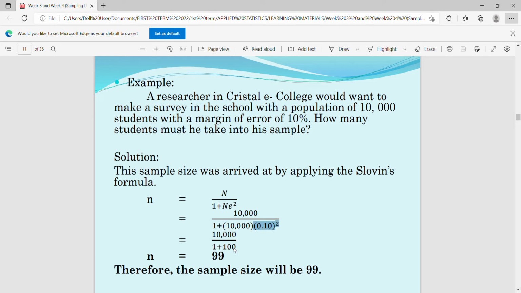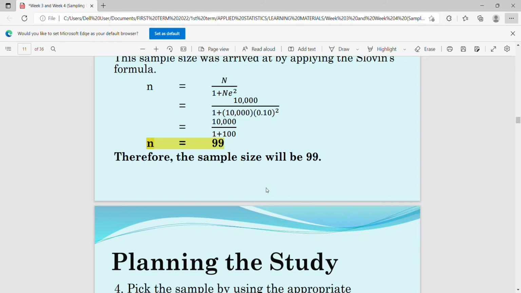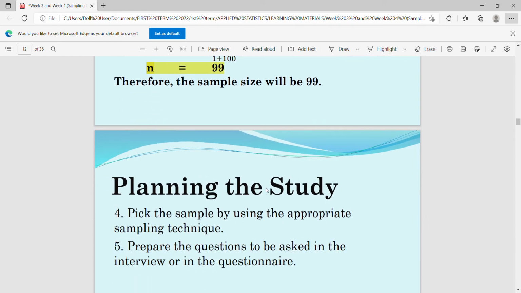Then next is 10,000 divided by 101. That will equal 99. So therefore, our sample size will be 99. So this is how to use Slovin's formula. Okay, now we will proceed to the next.